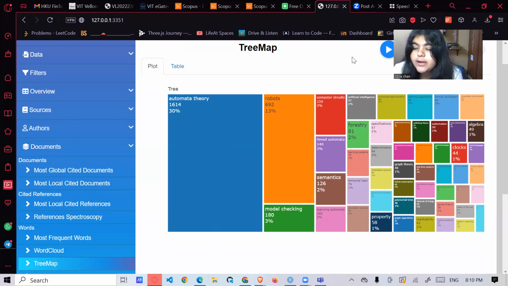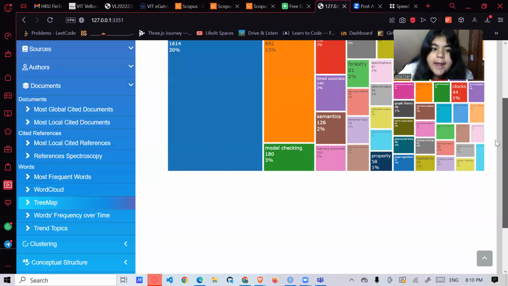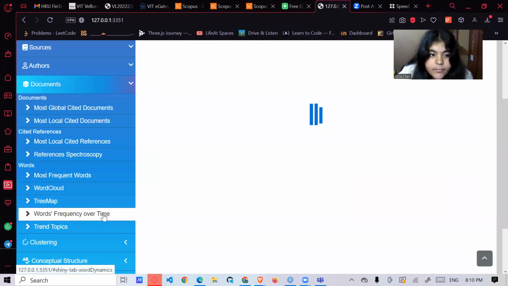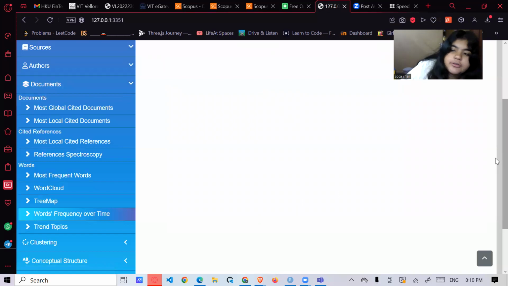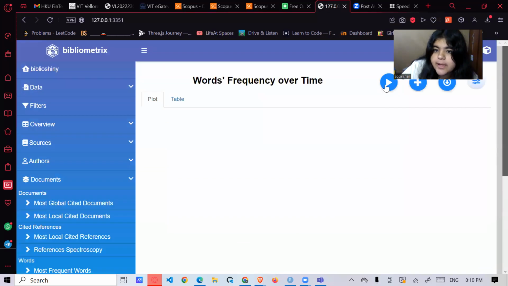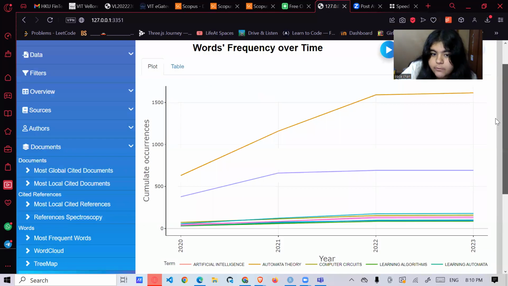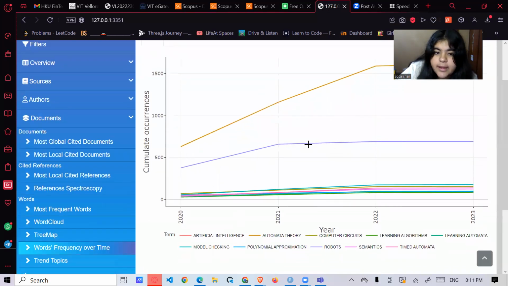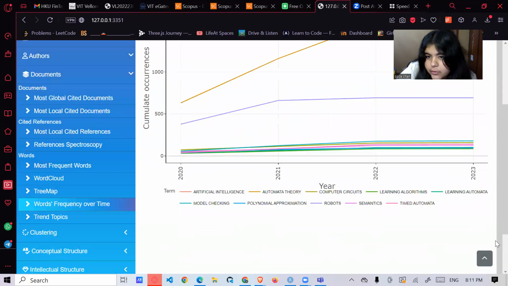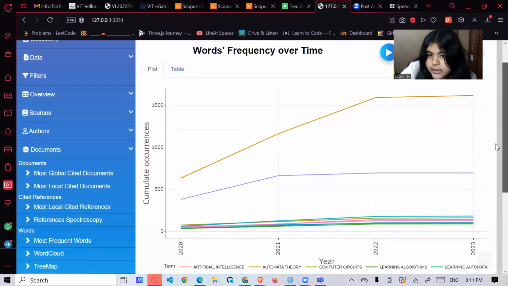So you get a numeric idea about what the data is, and you can also see the words' frequency over time. This will give you an idea about at what time what words were used. Like this is the line for automata theory, right? It was used comparatively less in 2020, but as time went on, its usage grew.